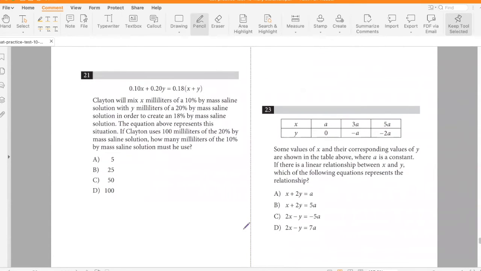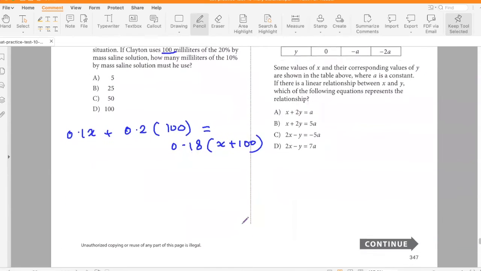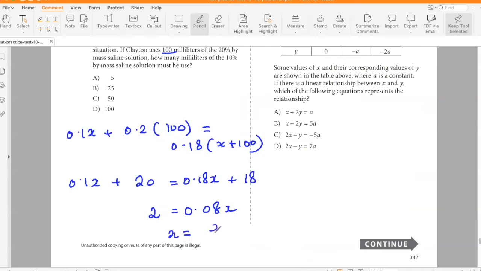Okay, so we have been given the value of Y as 100, and we have to find the value of X. So 0.1X plus 0.2 times 100 is 0.18 times X plus 100. So that's 0.1X plus, this would be 20, is 0.18X plus 18. So that means 0.08X is 2. So X is 2 divided by 0.08.